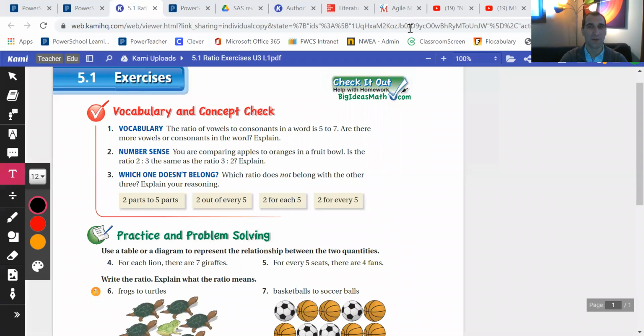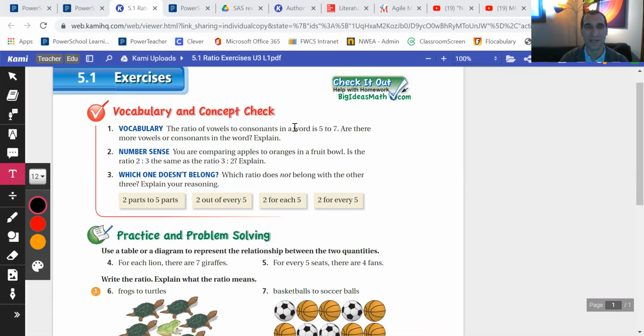So the first thing that we need to do is understand that the vocab word that you should have is ratio. A ratio is basically comparing two sets of numbers. Every division problem looks similar to a ratio. Understanding that is going to be key to understanding ratios as we get into this unit. Let's look at number 1.